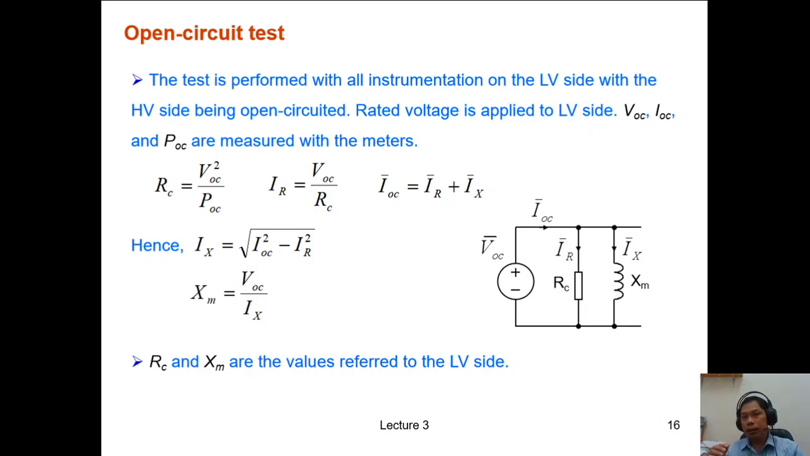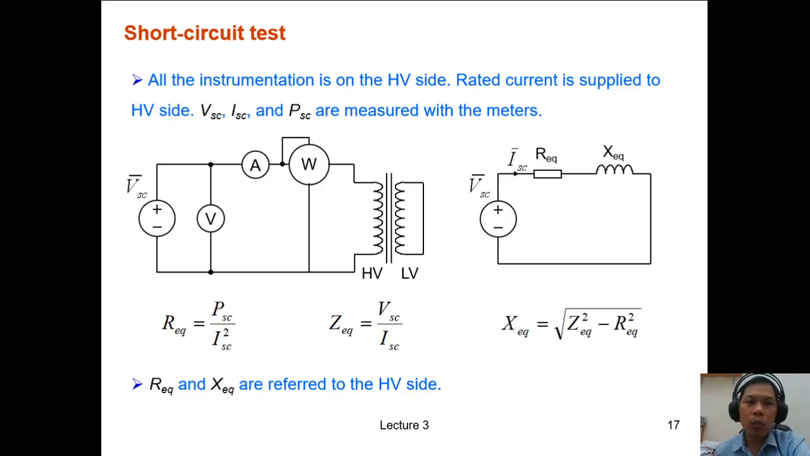We say these RC and XM are referred to the LV side because we did the test on the LV side. Now another test is called the short circuit test. Now we do the test with all equipment on the HV side, and we short circuit the LV side. We vary the applied voltage very slowly from 0 until we have the rated current in the HV side, and then we read all three values VSC, ISC, and PSC.